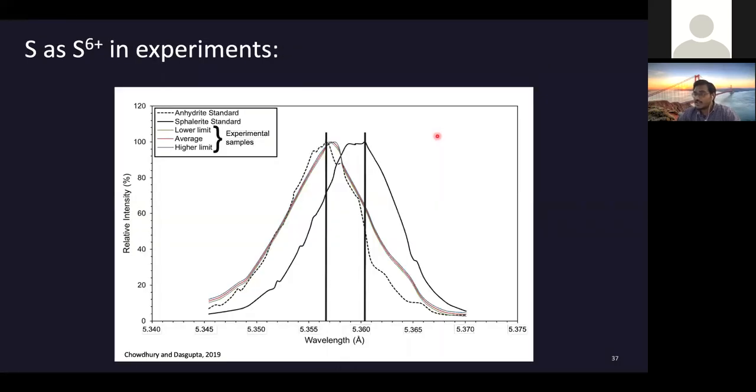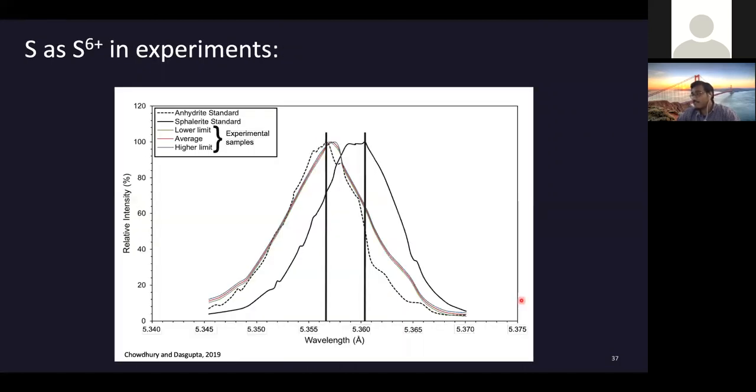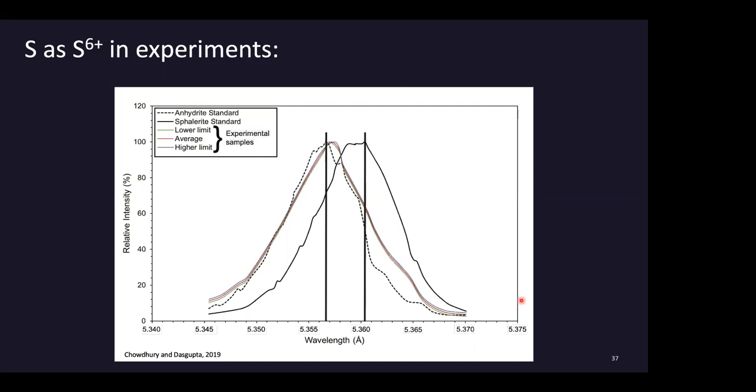To make sure that all the sulfur that is present in this glass is sulfate, we measure the sulfur K alpha peak of the glasses from the experimental runs and compare them with reference material using electron microprobe. Because there is a difference in peak positions of sulfate and sulfide standards, the sulfate standard in this case is anhydrite, which is the dotted line, and the sulfide standard is the solid black line, which is sphalerite in this case. We see that when we plot the experimental glasses, they lie very close to the anhydrite standard, and we can say that sulfur in our glasses is mostly sulfate.